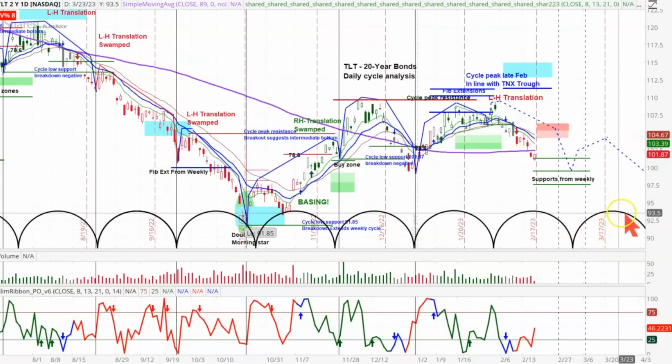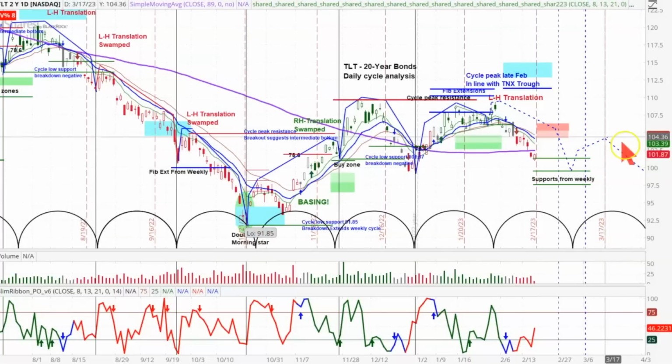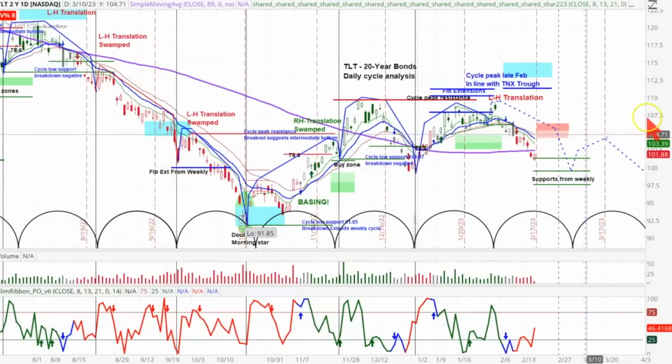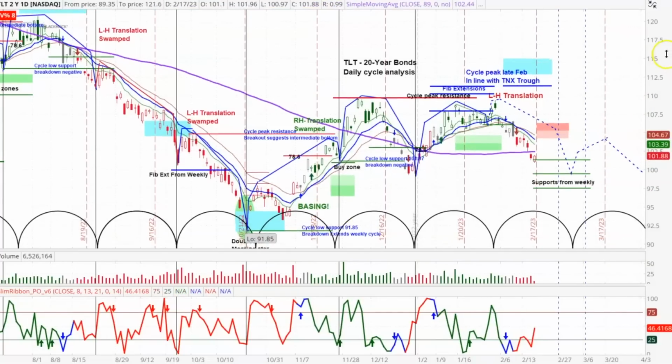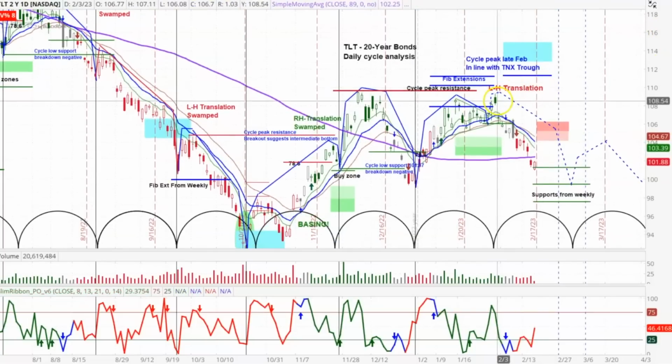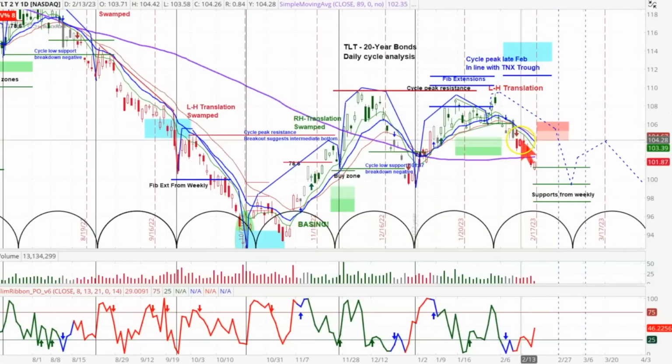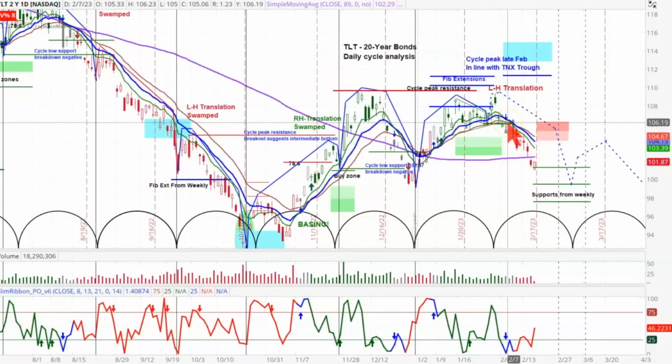It could have another negative cycle here, which would then take you out to the beginning of April. We're not sure about that, but the key thing that we're looking at in here that we want you to understand are these left-hand translations and the breakdown of that cycle and how that set up this decline that's going on right now. So the TLT, the bond market, has been in negative condition.